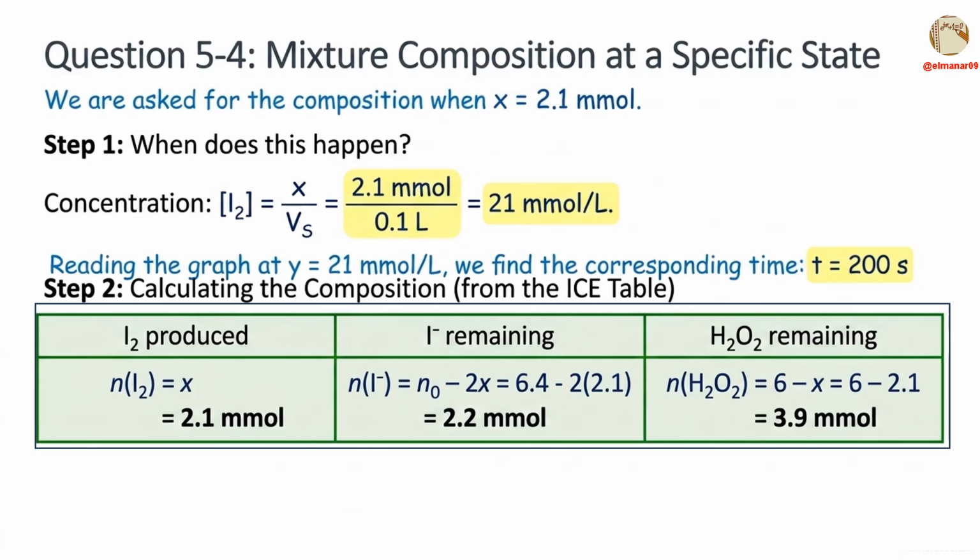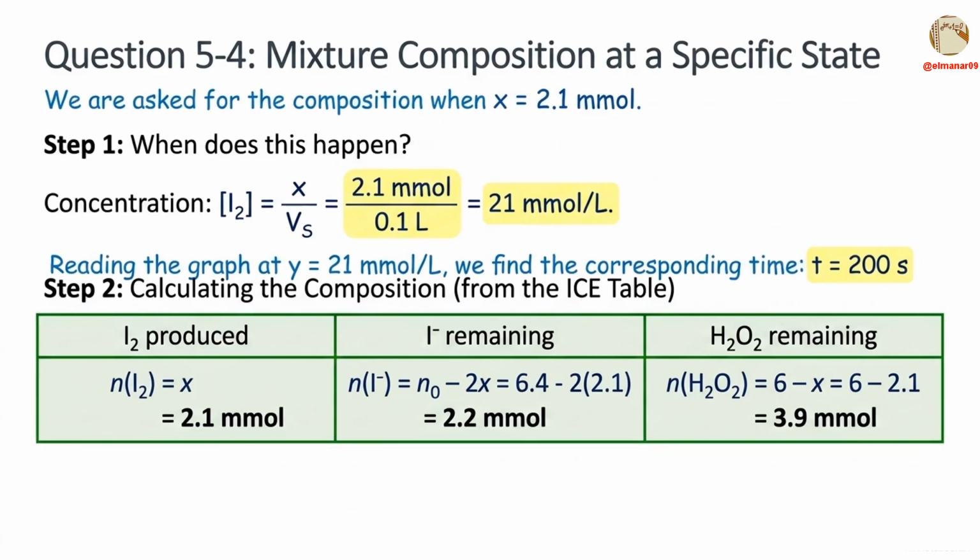Now for the what. We use our ICE table formulas to find the remaining amounts. Diiodine produced is simply X equals 2.1 millimoles. For the reactants, we subtract. I- remaining equals 6.4 minus 2 times 2.1 equals 2.2 millimoles. And H2O2 remaining equals 6 minus 2.1 equals 3.9 millimoles. It's like taking a snapshot of the mixture in the middle of its transformation. You can see how the reactants are disappearing while the product is appearing.